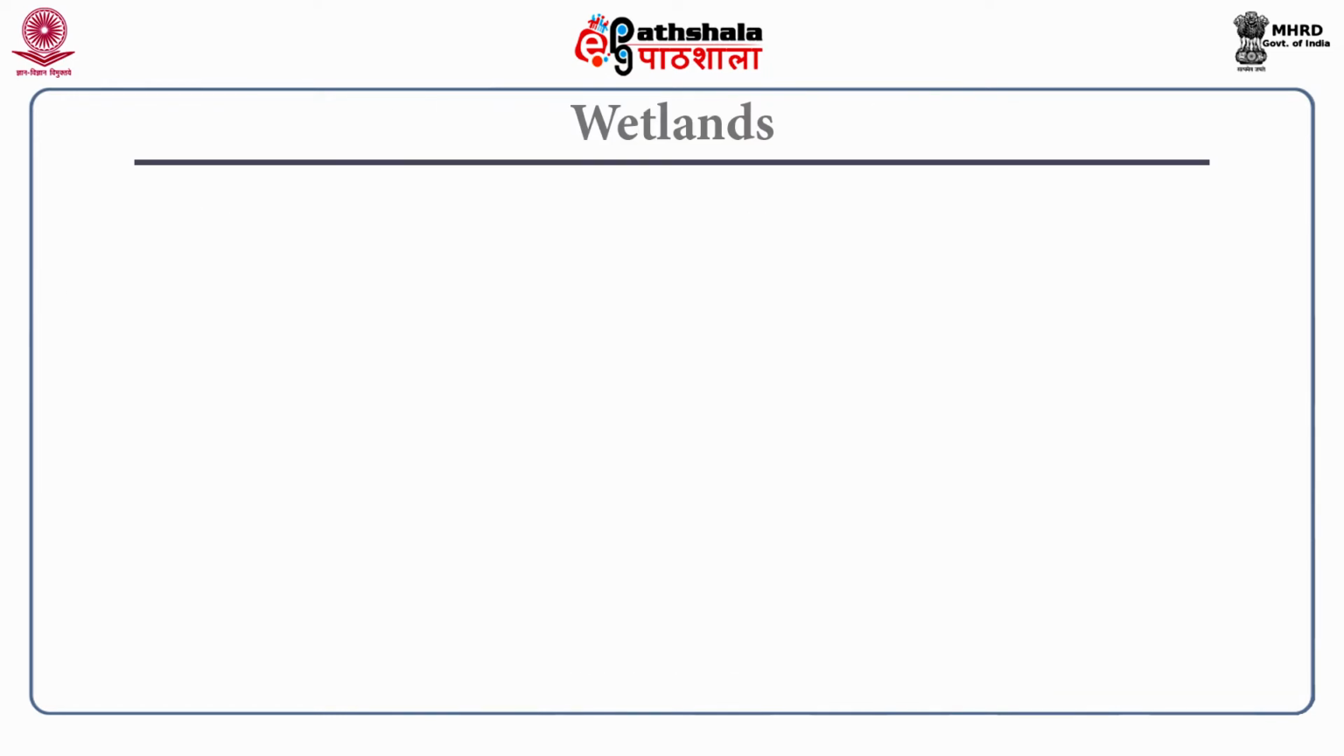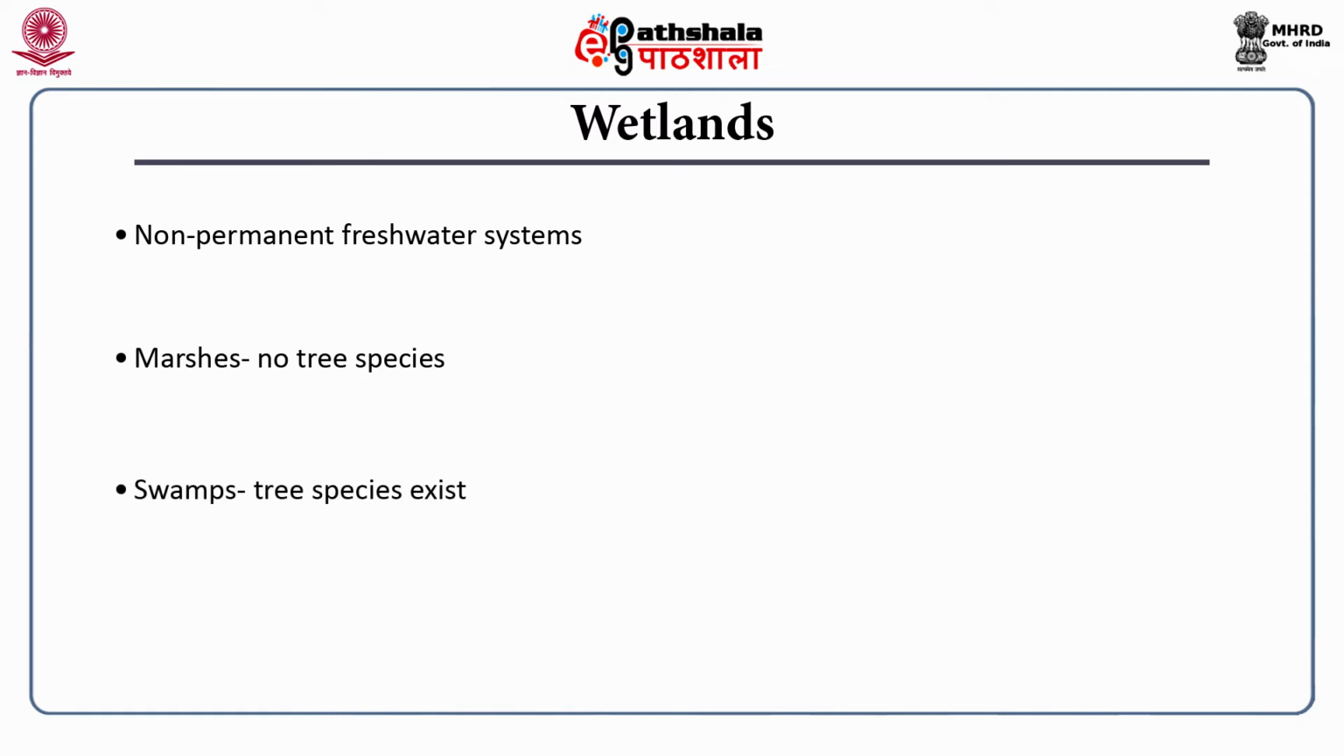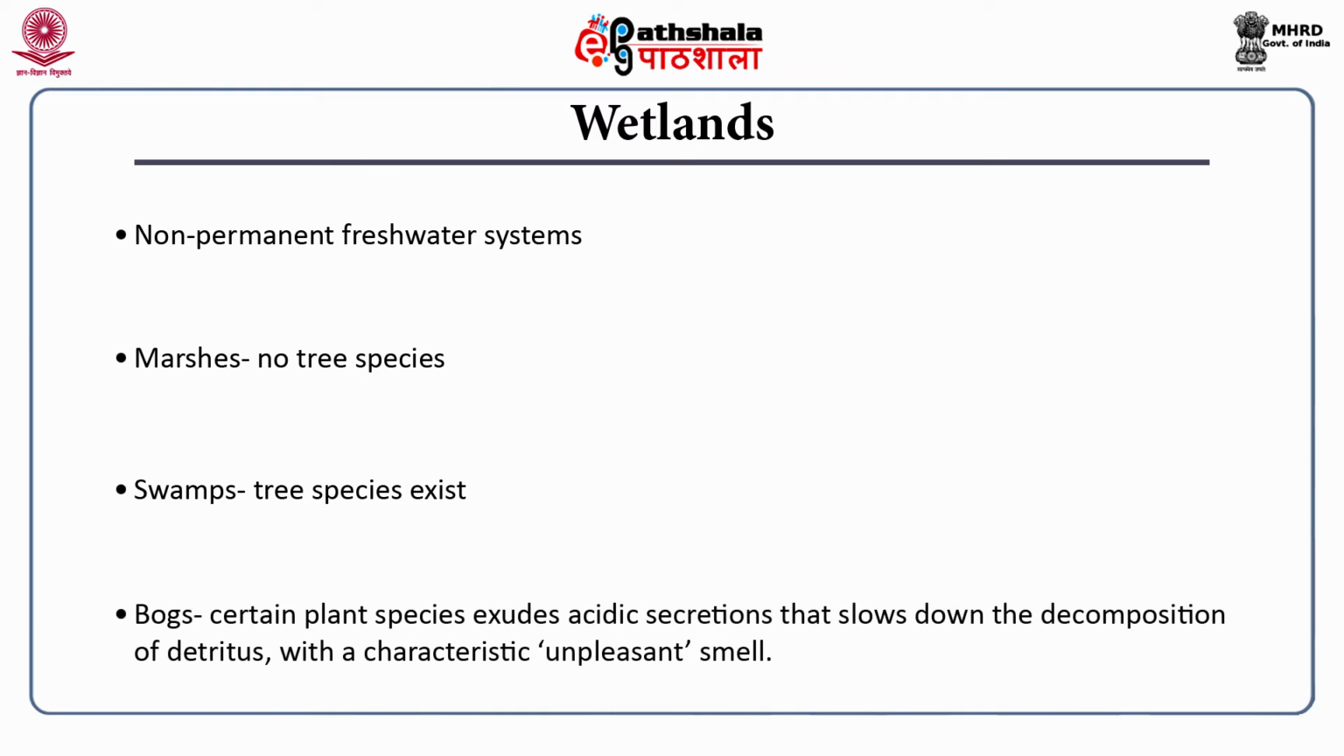Coming to the wetlands, which are non-permanent freshwater systems, wetlands can be of three types: marshes, swamps and bogs. Marshes are where no tree species are present, swamps do contain tree species, while bogs have certain plant species that exude acidic secretions, that actually smell, a very tangible smell you can feel when you go to the bogs. So, that slows down the decomposition of the detritus. That is a kind of an adaptation and the characteristic unpleasant smell.